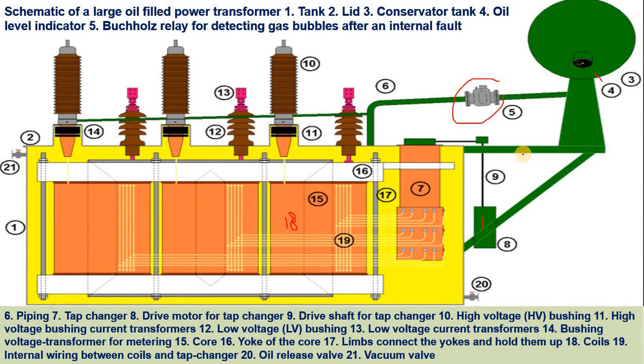Then next is number 19, that is the internal winding or internal wiring of the transformer. From this coil, it is given to the tap changer. Okay. Number 20 is the oil release valve.